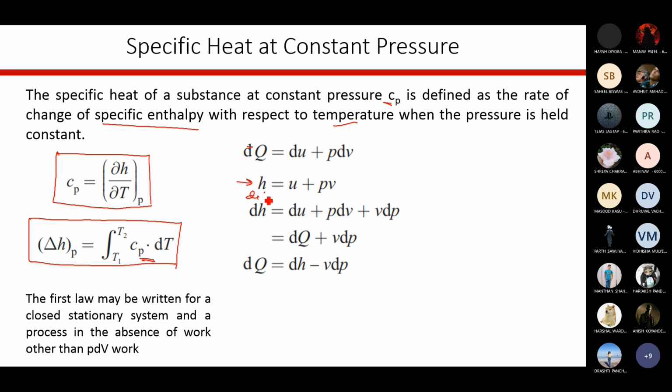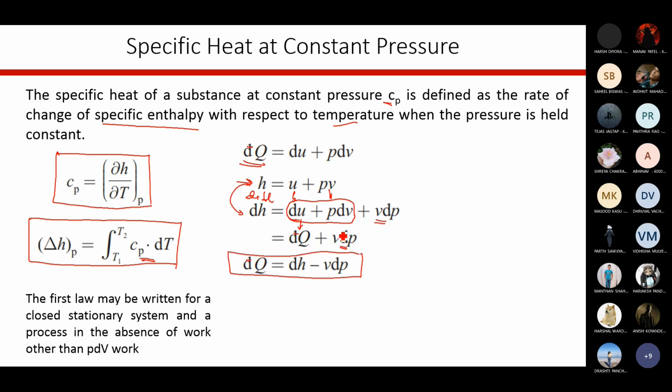Now I am differentiating this expression. So I can write dh, then differentiate this du, and differentiate this. So first into derivative of second plus second into derivative of first. This is how we are doing this, and we know this du plus pdv is nothing but dq. So I am going to put dq here for this, and then vdp will remain as it is, right? So this is how the expression dq is written as dh minus vdp.